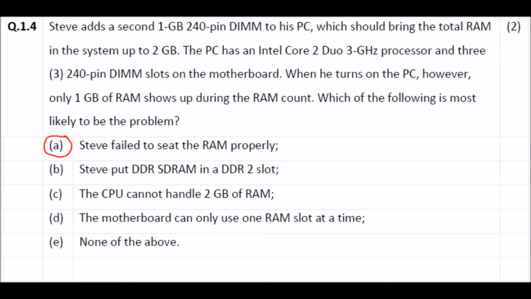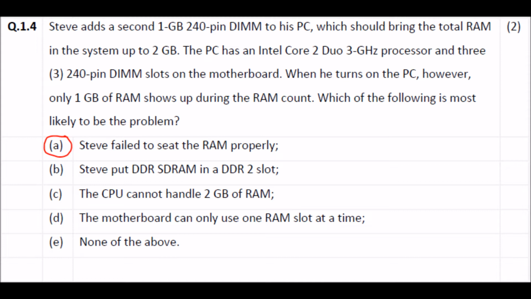So if you look at this particular question, we're saying this individual has plugged in a RAM module, but once they've done that, they run RAM count, or boot up their machine, and it's still sitting at 1 gig of RAM. And then what we've got there is A, failed to seat RAM appropriately, and B, DDR SDRAM in a DDR2 slot. Remember, when you're looking at RAM, like we mentioned before, the DDRs are not forward or backward compatible. That is out completely. The CPU cannot handle that much RAM.